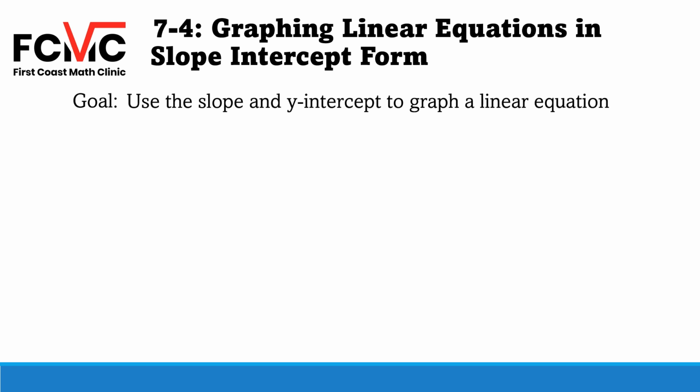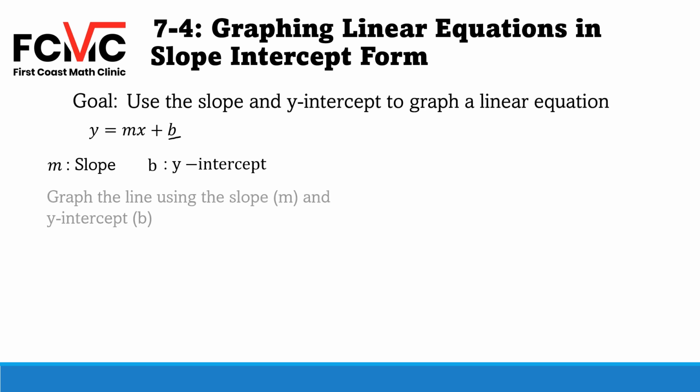So we're going to be working with slope-intercept form, which is a very specific form for a linear equation. Our slope-intercept form is y equals mx plus b. We're familiar with that m. We know m is slope. But what about that b? Well, b is just our y-intercept, the point where our graph crosses the y-axis.